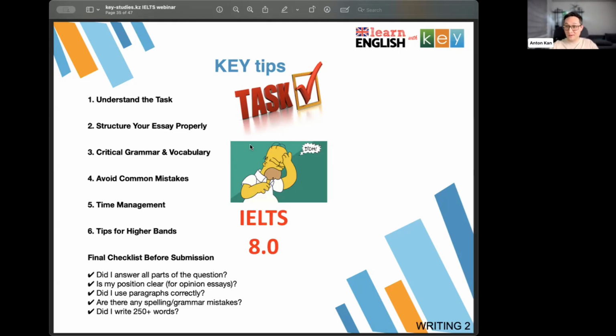So what do you need to do if you want a higher score? You need to balance your argument. Even if you're writing an opinion essay, you need to balance your arguments. Use some specific examples, not vague statements. The more specific, the better. And vary the sentence structure. A combination of simple and complex structures is the best. And also practice with recent topics like climate change, technology, education, all-time popular. And use this final checklist before submission.